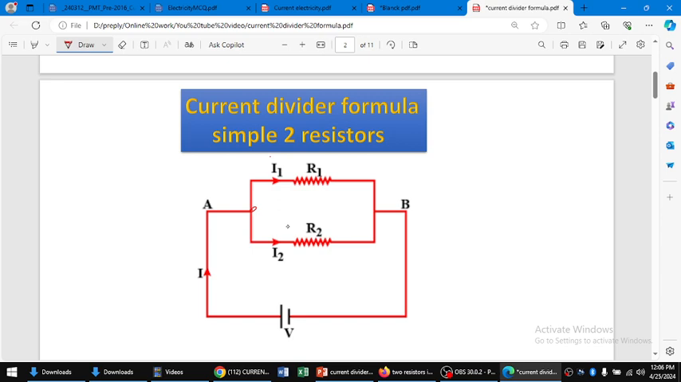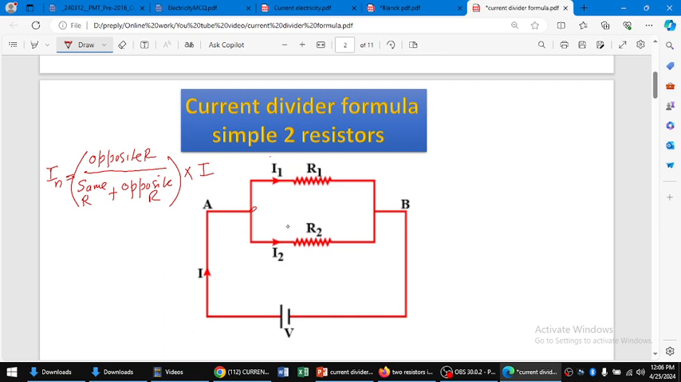Okay, so the formula is simple. The current in any branch is equal to the opposite resistance, or the equivalent or total resistance in the opposite branch, divided by the same resistance in which the current is flowing, same R, plus again the opposite resistance, opposite R, and we multiply with the total current I.